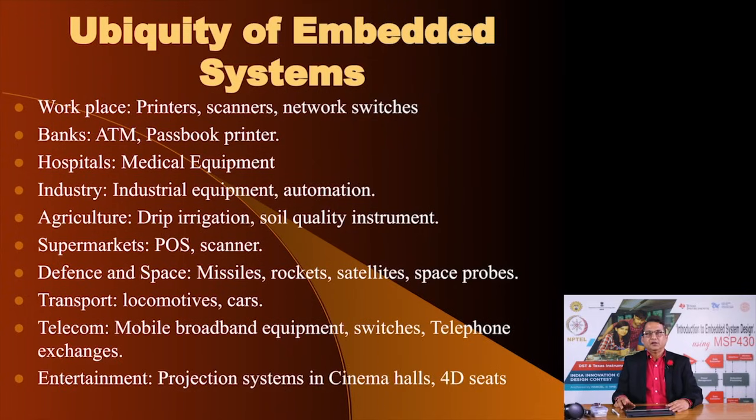and for entertainment, we have projection systems in cinema halls as well as 4D seats where you sit and you get an out of the world experience, because as you watch a movie, based on the content of the movie, the seat vibrates or it moves from side to side and so on and so forth. So, these are all examples of embedded systems.